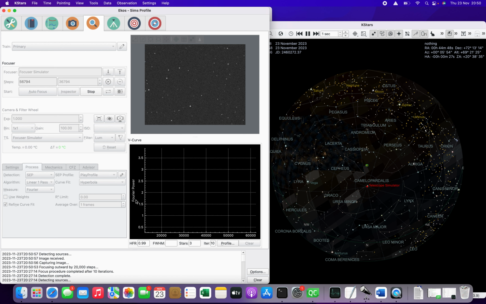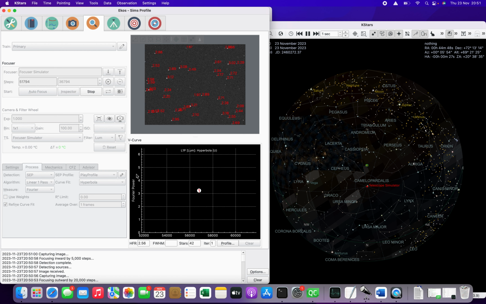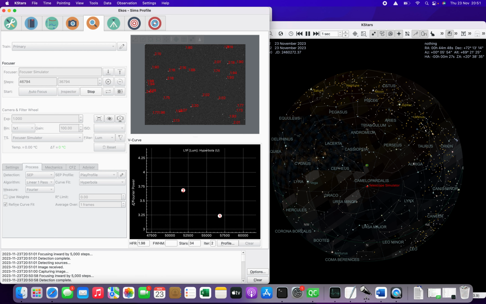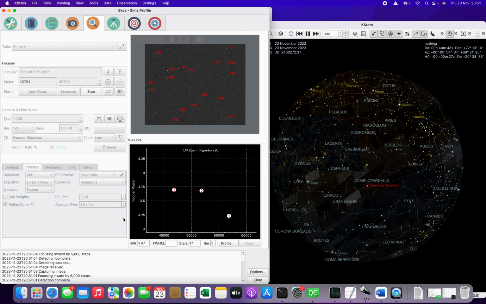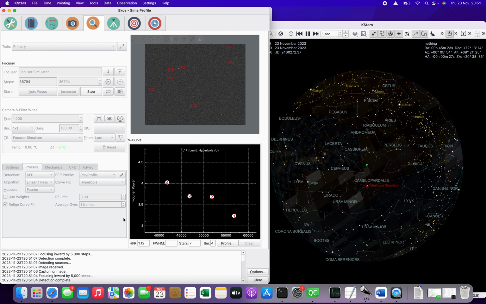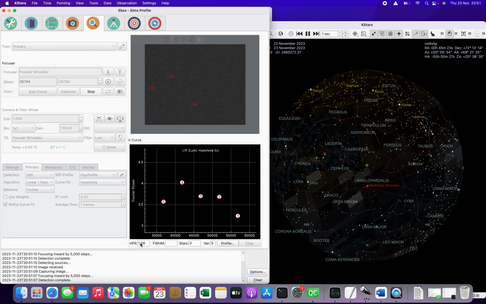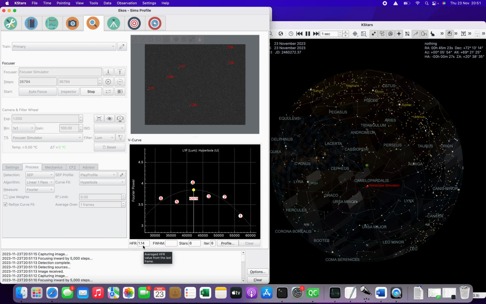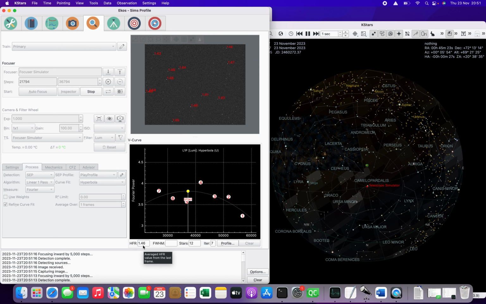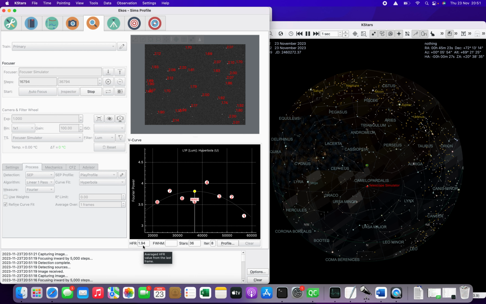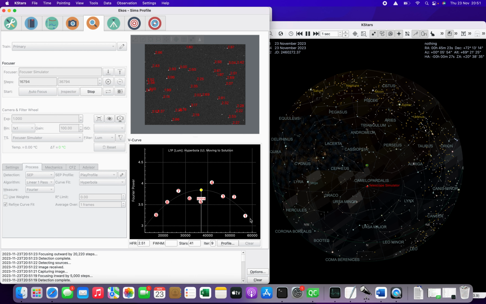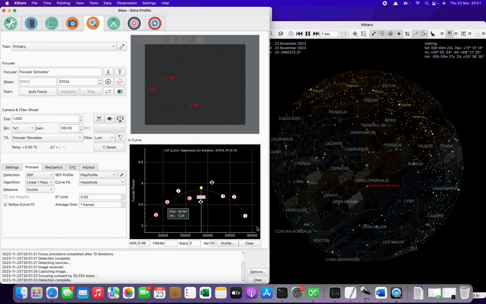Notice that the y-axis on the v-curve changes to Fourier Power. Other than that, everything should be fairly familiar. The focus system will still calculate the HFRs for you, although the HFRs are not used by the Fourier Power calculation. It will, as I was saying earlier, produce a maximum rather than a minimum.